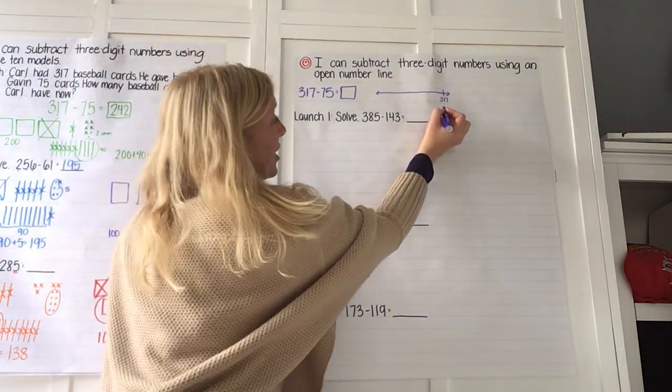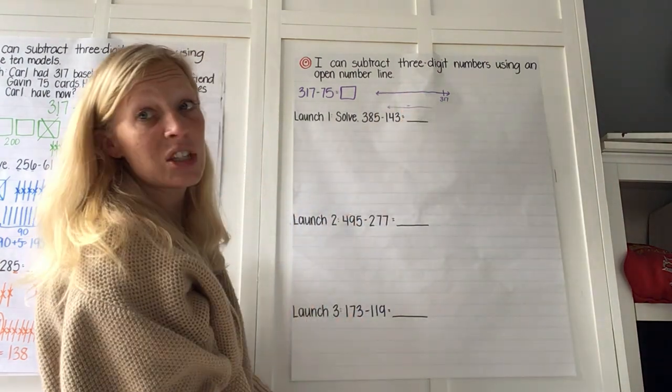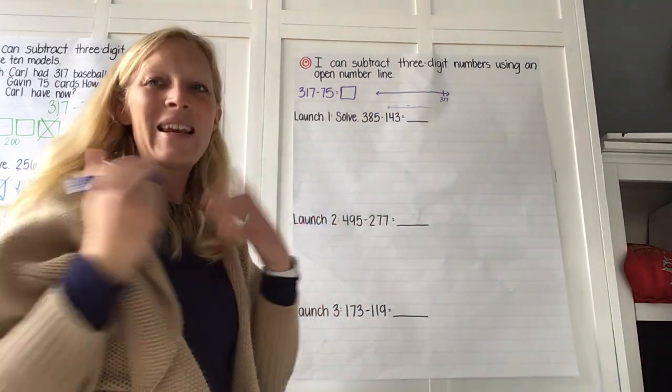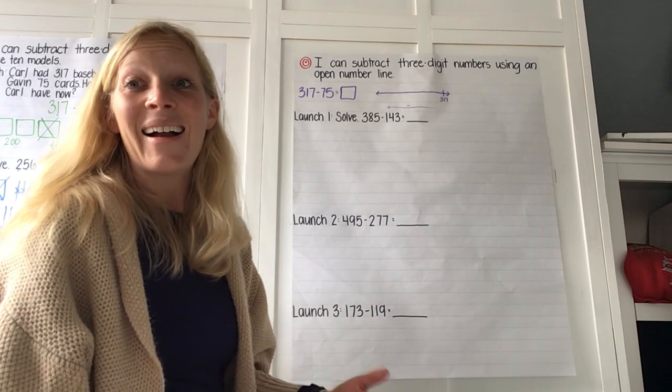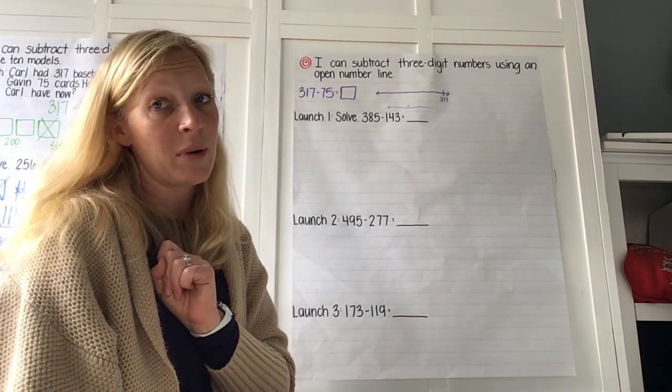Because I'm subtracting. And we know that when I go this way on a number line, my numbers are getting smaller. So if I'm subtracting, I want to start over here and go there. But now, what do I know? What do I need to do first? I can take my jumps of 10. Remember the secret with that open number line.